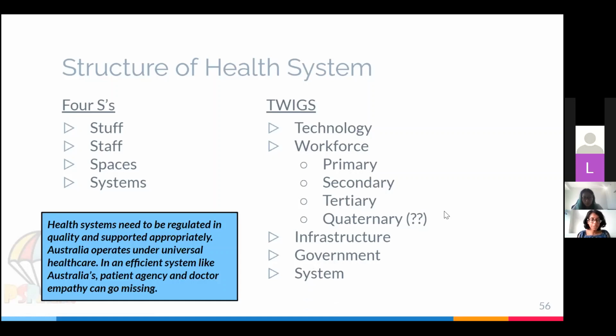Bottom line is that health systems need to be regulated in quality and supported appropriately. We'll be talking about this support and regulation shortly. Australia operates under universal healthcare. Well, actually, it's technically mixed because we also use private health insurance, but we do have universal healthcare as well. In an efficient system like Australia's, patient agency and doctor empathy can go missing because people get reduced to numbers and statistics, really. That's something you could talk about in class.